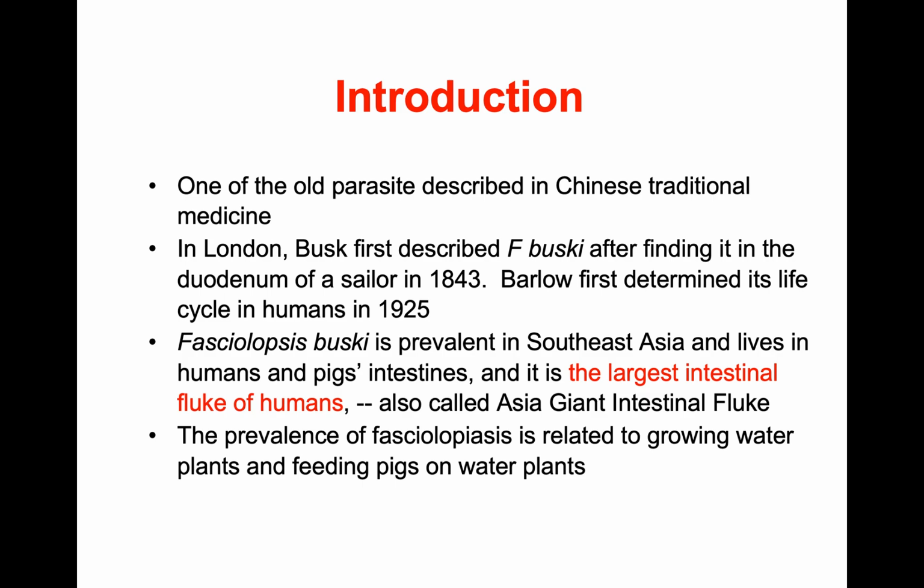The prevalence of Fasciolopsis is related to growing water plants and feeding pigs on water plants. So this one, the intermediate host, is different from the first one we have learned. For the liver fluke, the intermediate host is a freshwater fish and freshwater snail. And for this one, the intermediate host is actually the growing water plant.